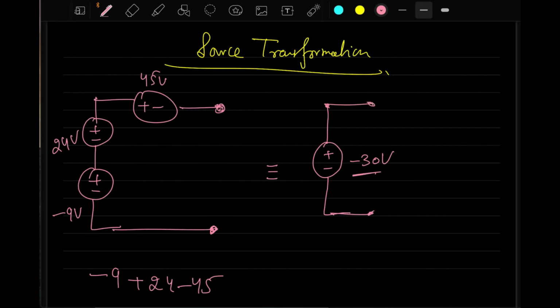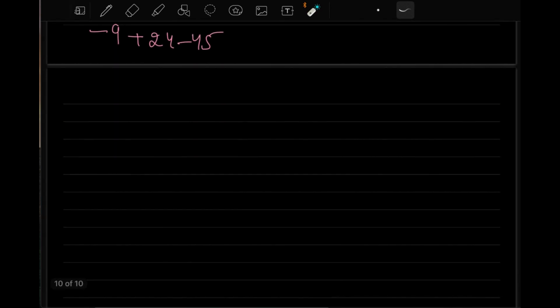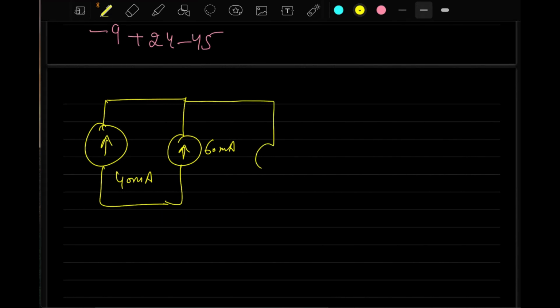So this is basically the effective net voltage which you can write with this single voltage source instead of writing these three sources. Similarly, the same thing happens for the current sources. So here you have, let us say, a current source like this, 40 milliamperes. Then a current source like this, 60 milliamperes. And then a current source like this, 20 milliamperes.